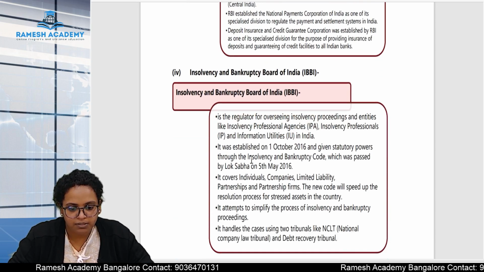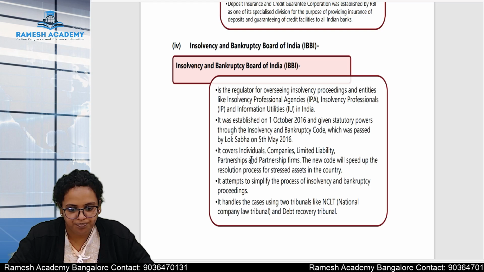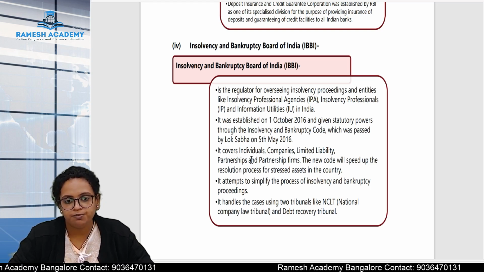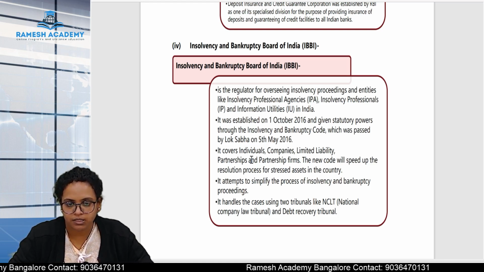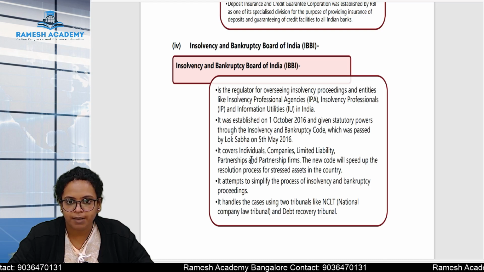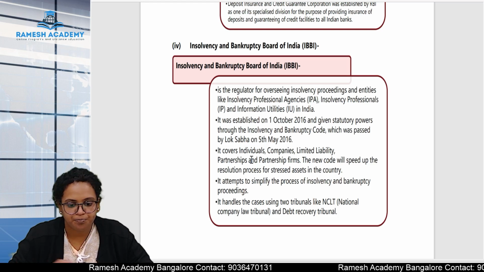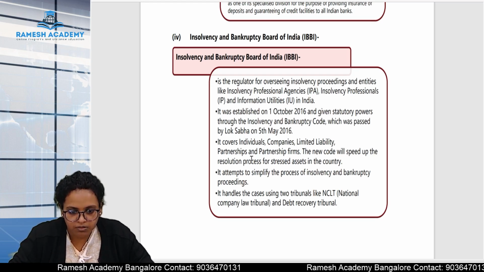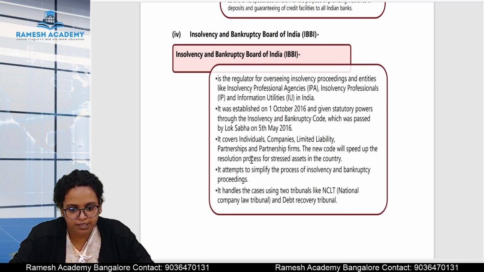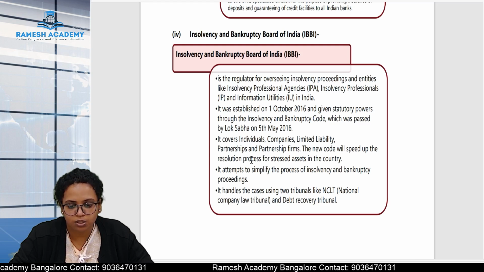Now let's come to the Insolvency and Bankruptcy Board of India. This was a new concept which was brought in the year 2016, same like GST. The Insolvency and Bankruptcy Board of India is a regulator for overseeing insolvency proceedings and entities like insolvency professional agencies, insolvency professionals, and information utilities in India.